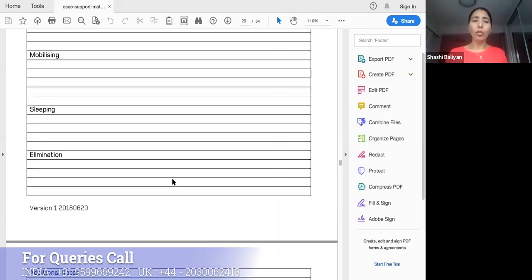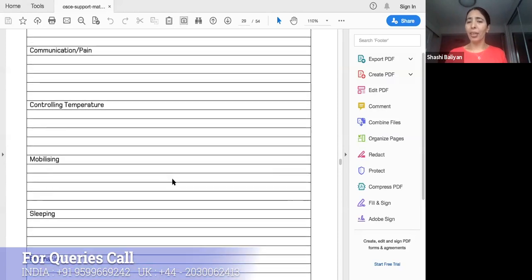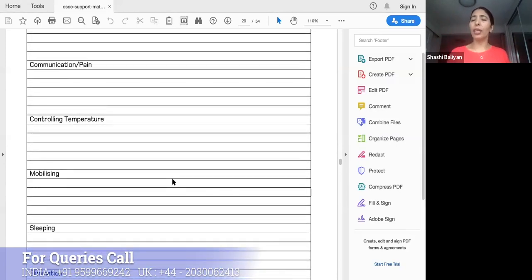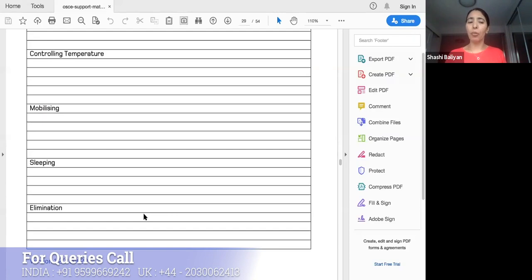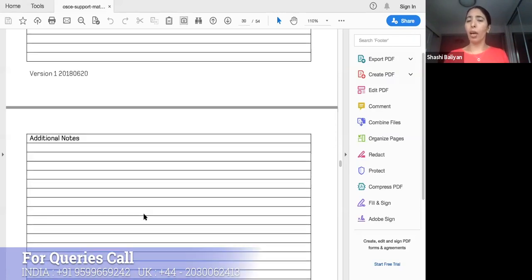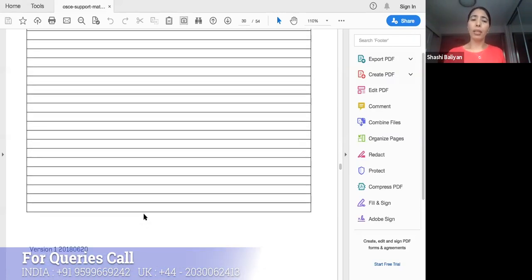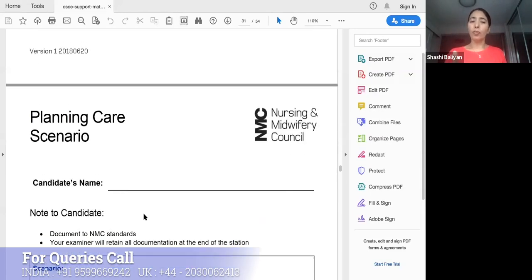But this is going to give you a little bit of an idea of what activities of daily life you need to ask about. It is going to prompt you: mobilization, sleeping, elimination, pain, communication, all these sort of things you can ask the patient, and you can make some additional notes. So this is for the assessment.